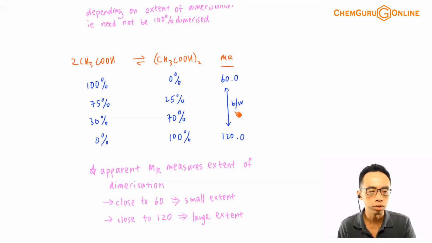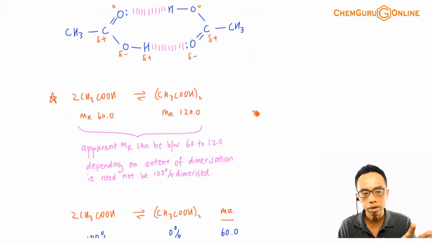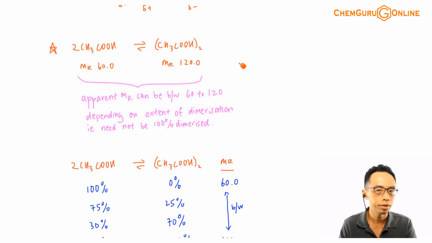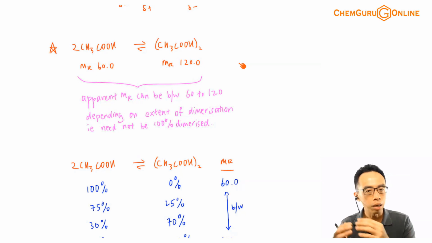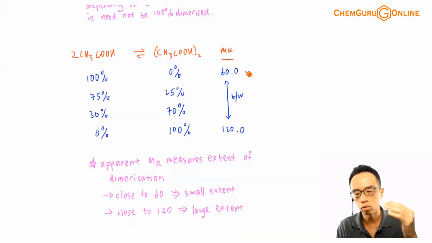First thing we say is that it can undergo dimerization. So you draw the dimer, correct? And it causes the MR to double. But the apparent MR is not yet 120 because the extent of dimerization is not 100%. That's why we will have a mixture of monomer and dimer, and when we average out this MR, it gives me an MR of 100. So it's just dimerization, but not 100% dimerized. So it will give me the apparent MR, which will be between 60 and 120.